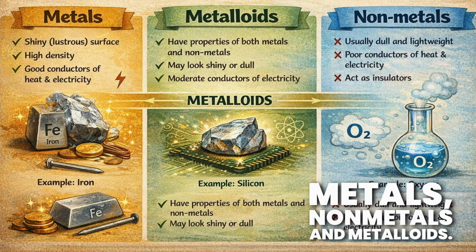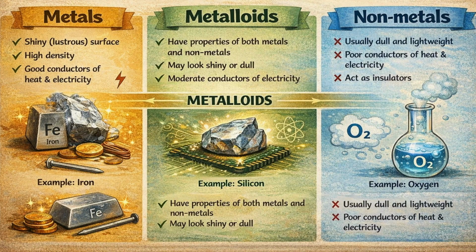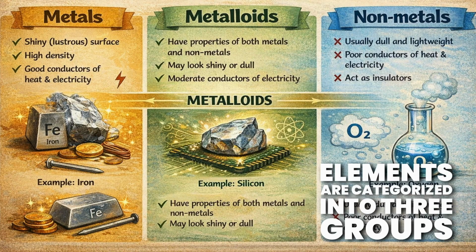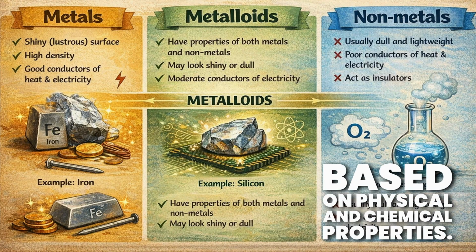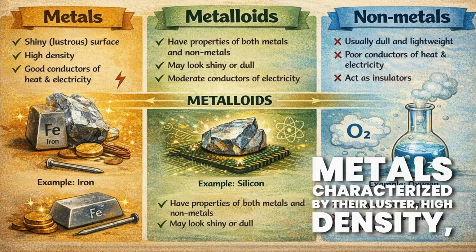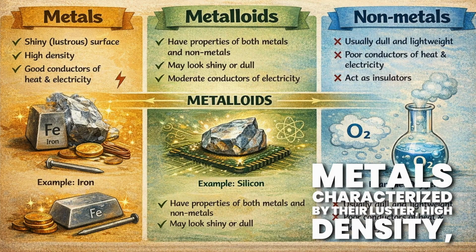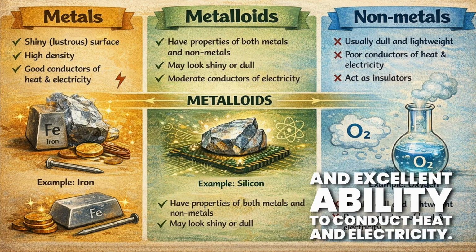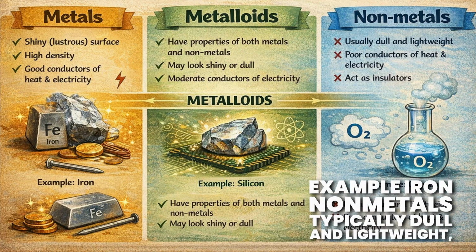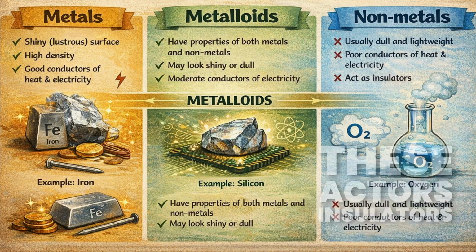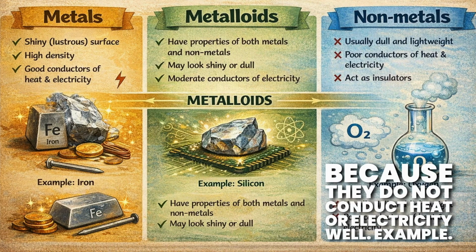Metals, non-metals and metalloids. Elements are categorized into three groups based on physical and chemical properties. Metals are characterized by their luster, high density, and excellent ability to conduct heat and electricity. Example, iron. Non-metals are typically dull and lightweight; these act as insulators because they do not conduct heat or electricity well.